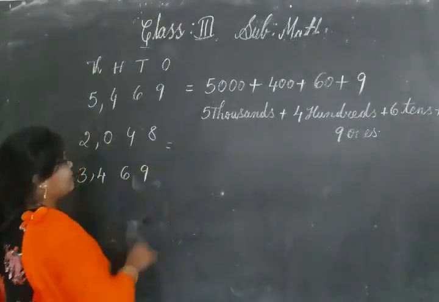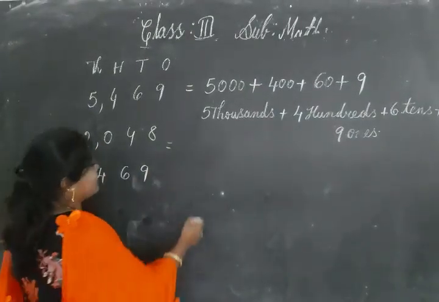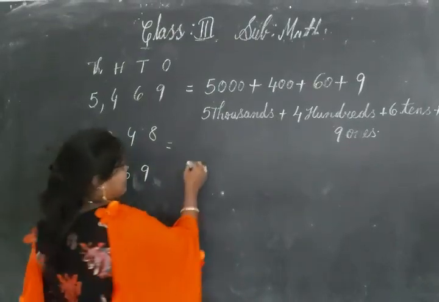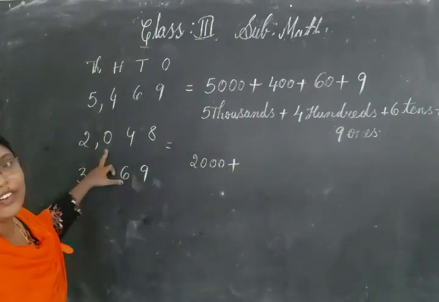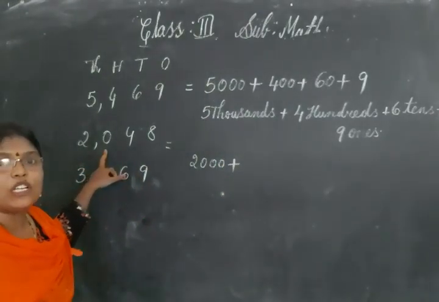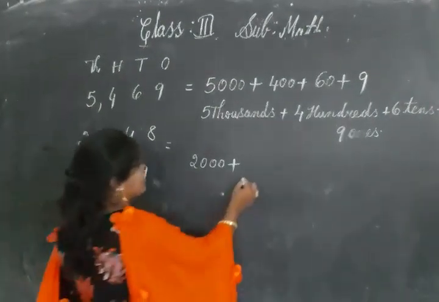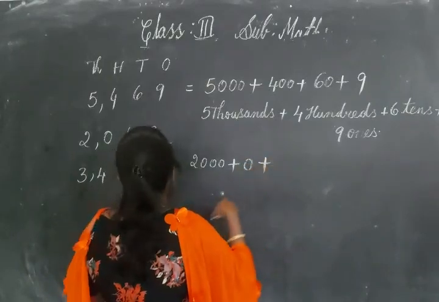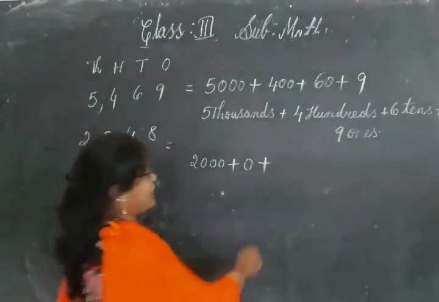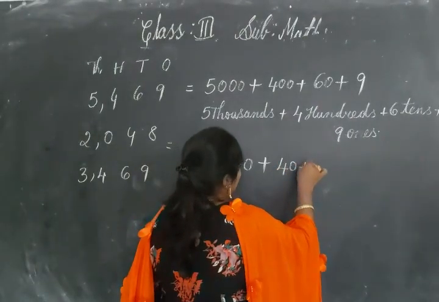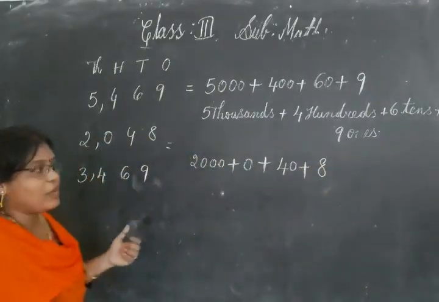Come on children, let's try this number. 2048. What is the number in thousands place? 2. So the place value of 2 is 2000. Here in hundreds place we have 0. Children, what is the place value of 0? The place value of 0 is 0. So write 0. Number in tens place is 4, so the place value of 4 is 40. The place value of 8 here is 8 as it is in ones place.